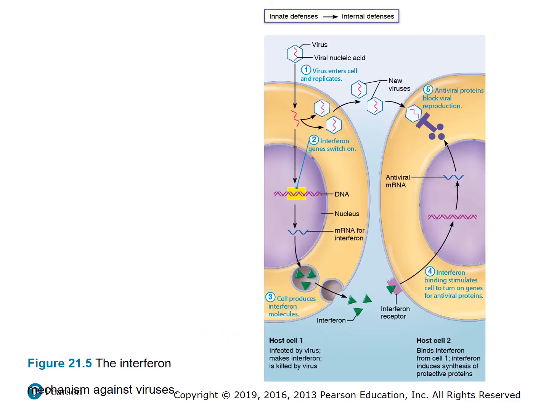Figure 21.5, interferon mechanism against viruses. Okay, so here we have a virus that comes in with its viral nucleic acid. The virus enters the cell and replicates. Interferon genes are switched on, and the cell produces interferon molecules. And then interferon binding stimulates the cell to turn on genes for antiviral proteins, and the antiviral proteins block viral reproduction.